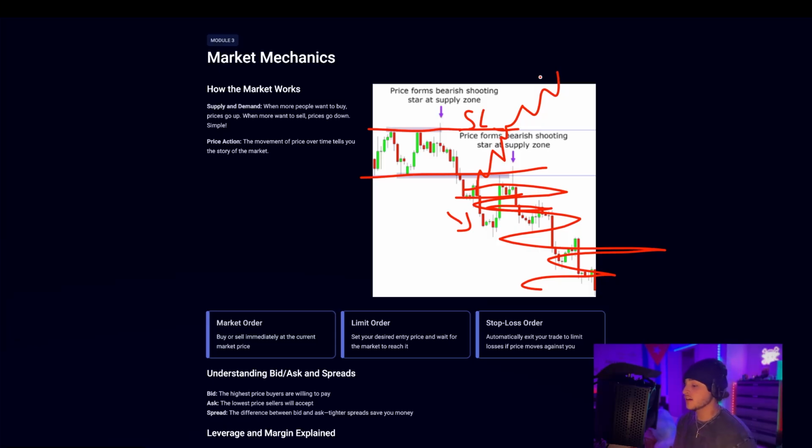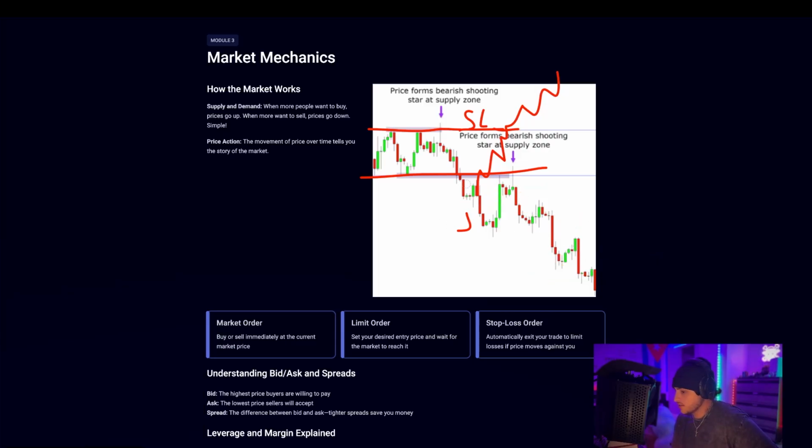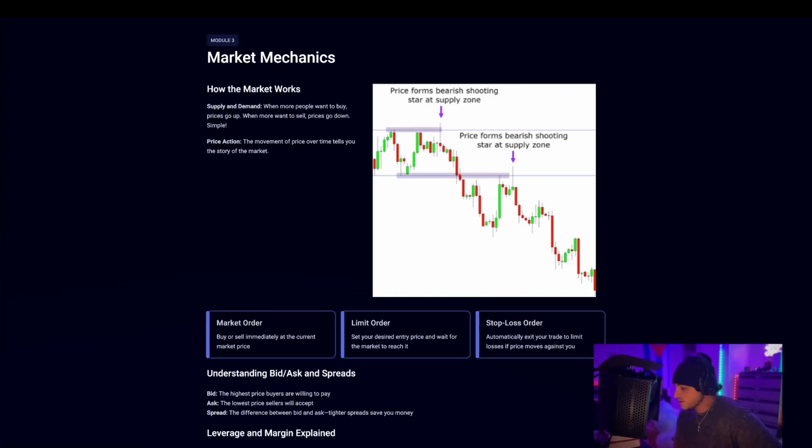Now we're gonna move on into understanding bid, ask, and spreads. So bid is the highest price buyers are willing to pay. Ask is the lowest price sellers will accept. This should start making sense now. If you guys have ever been on OfferUp, Depop, eBay, this should make sense. It's the same idea. And then spread is the difference between bid and ask. When there's a tighter spread, that'll save you money.